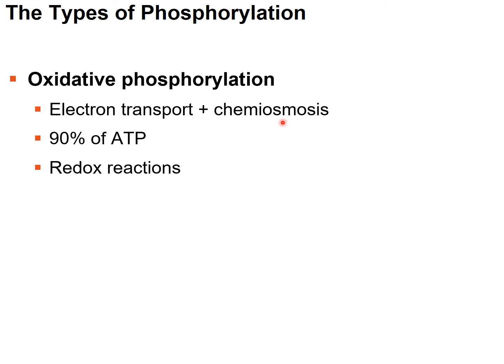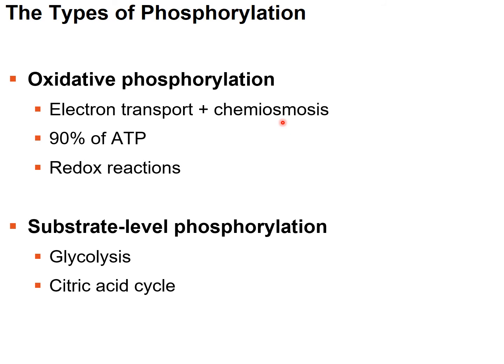Then the other type of phosphorylation is called substrate level phosphorylation. Substrate level phosphorylation occurs in glycolysis and in the citric acid cycle. Oxidative phosphorylation occurs in the final step. There's a major difference between the two, and I'll point this out as we go through these steps within the segments. But first, we're going to deal with glycolysis and the citric acid cycle, and then we'll deal with oxidative phosphorylation, since that is the final step in aerobic respiration.